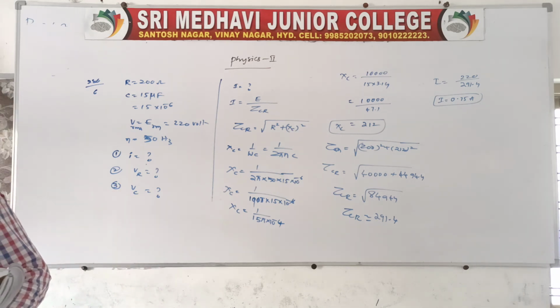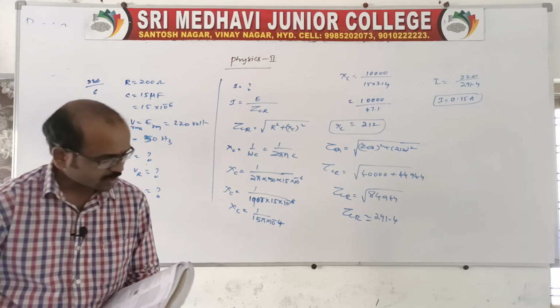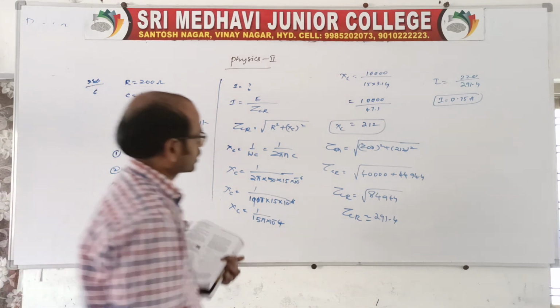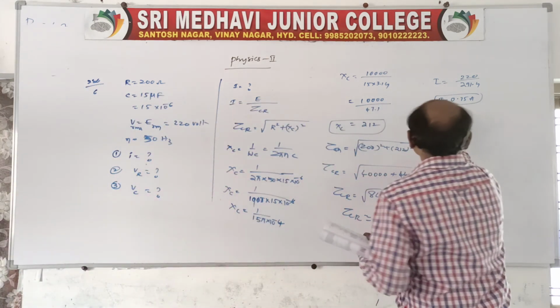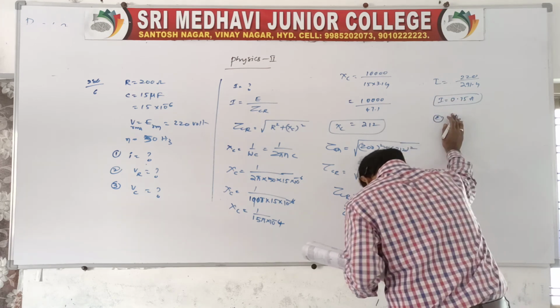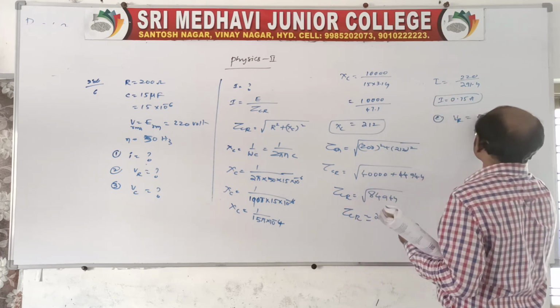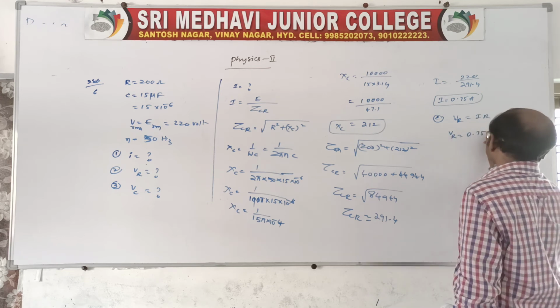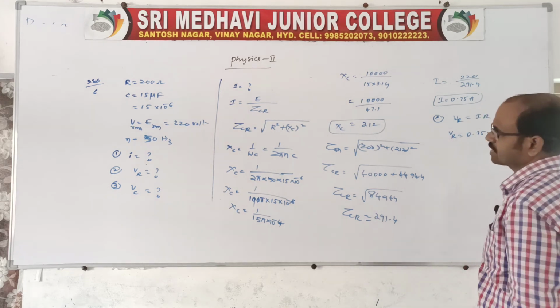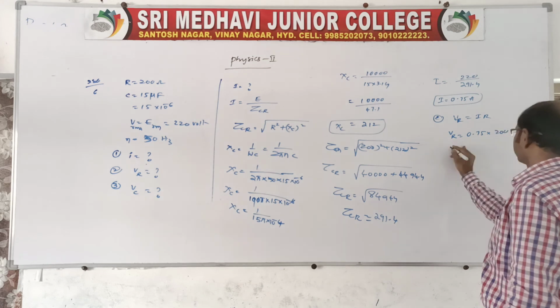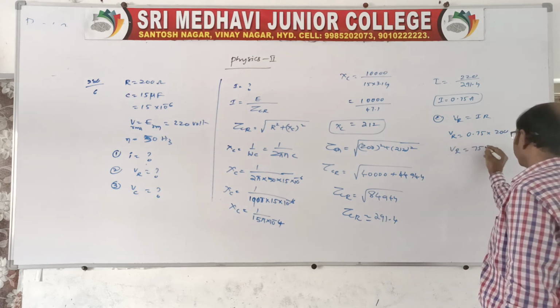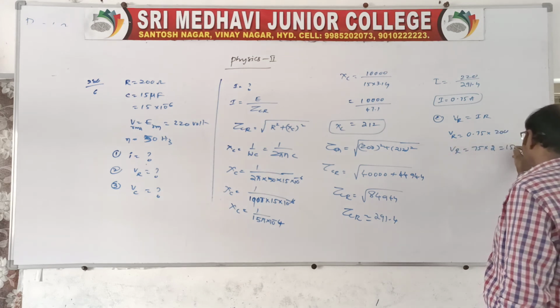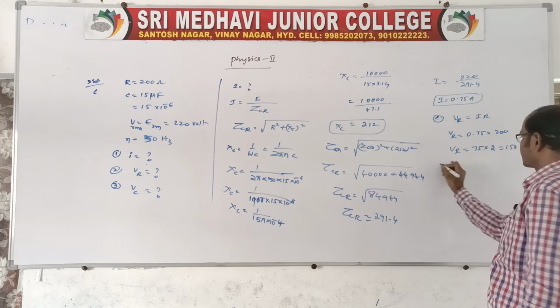Now here we need to find another one, VR. Second one, the potential difference across the resistor, right? So it is equal to I into R. VR is equal to I, which is 0.75, into resistance, which is given as 200. So VR is equal to 75 by 2, it is maybe 150 volt across the resistor.